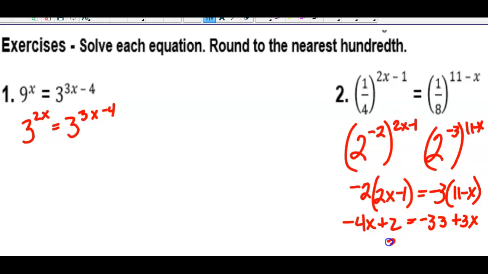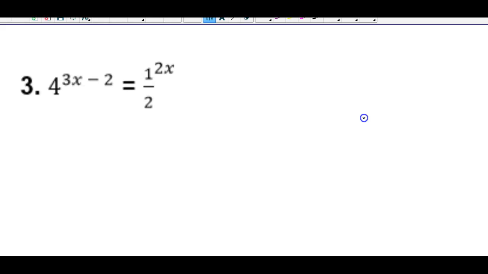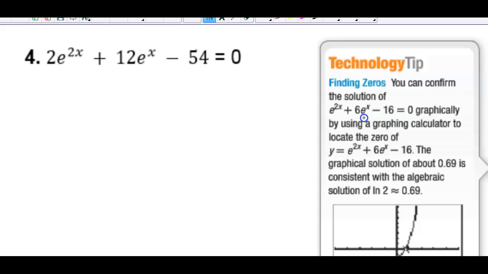If I add 33 over here, I get 35. If I add 4x over to this side, I get 7x. So I get x equals 5 for that one. All right. This one is kind of like that, so I'll skip it and go back and do it on the notes.